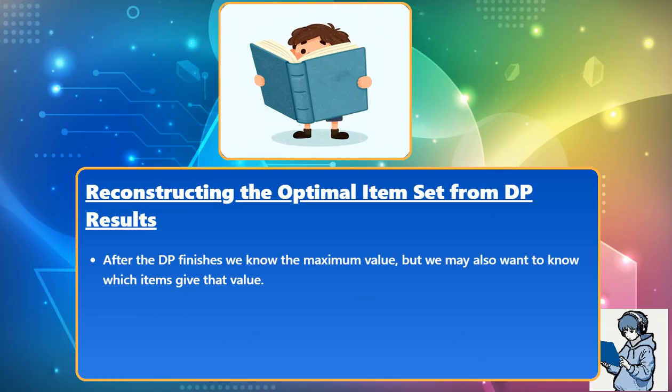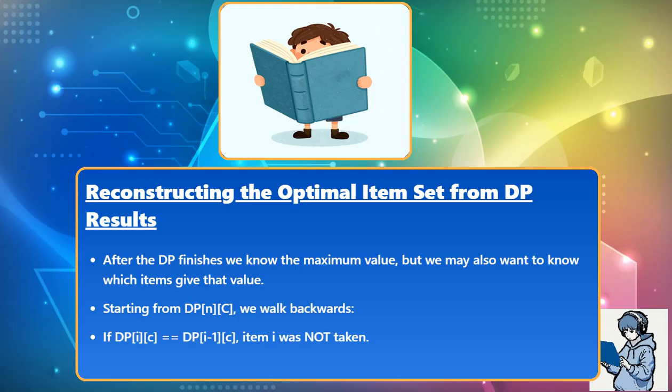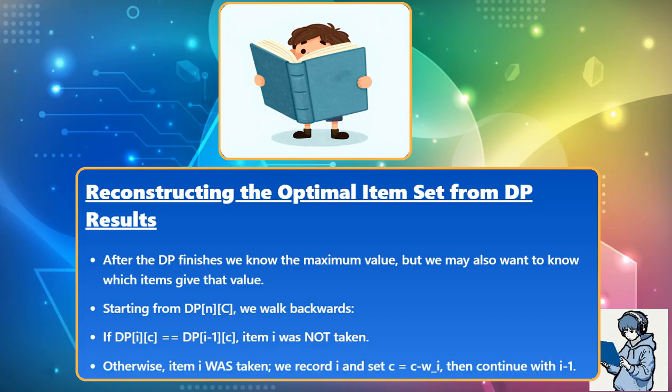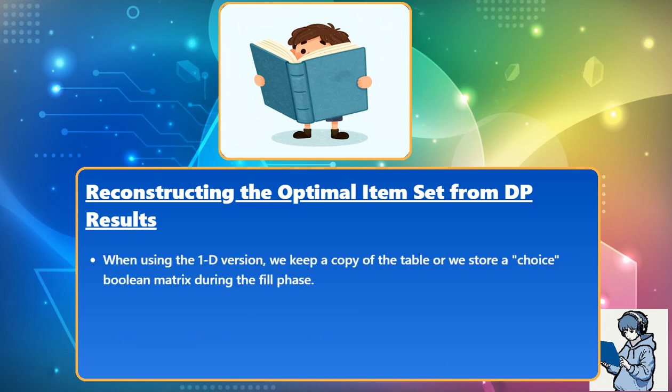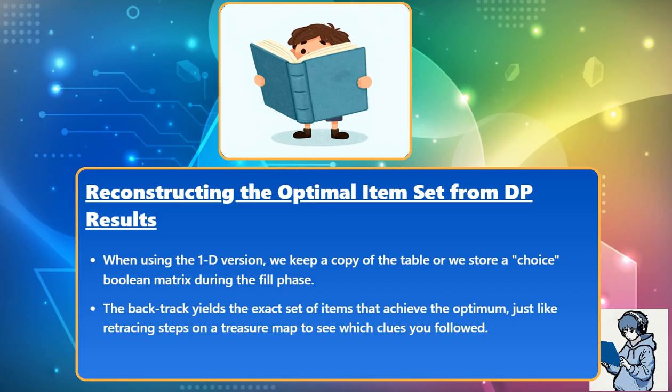After the DP finishes, we know the maximum value, but we may also want to know which items give that value. Starting from dp[n][c], we walk backwards. If dp[i][c] equals dp[i-1][c], item i was not taken. Otherwise, item i was taken, we record i and set c equal to c minus w sub i, then continue with i minus 1. When using the 1D version, we keep a copy of the table, or we store a choice Boolean matrix during the fill phase. The backtrack yields the exact set of items that achieve the optimum, just like retracing steps on a treasure map, to see which clues you followed.